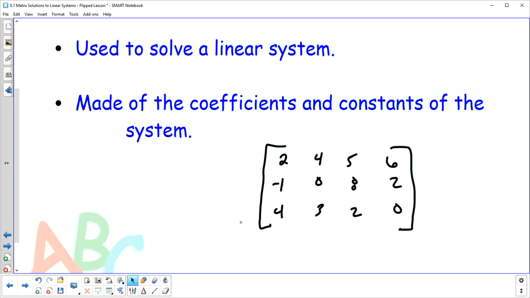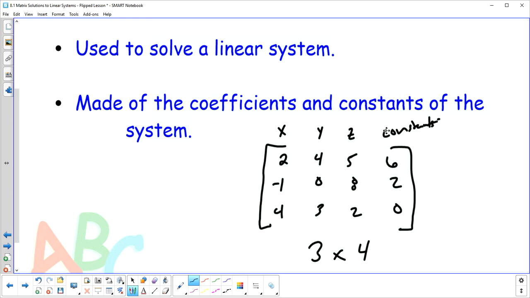And we talk about rows by columns. So we'd say that this is a 3 by 4 because we have 3 rows and 4 columns. This would also represent a 3 variable system of equations. Like these would be your x coefficients, these would be your y coefficients, your z coefficients, and then this last column is going to be your constants.